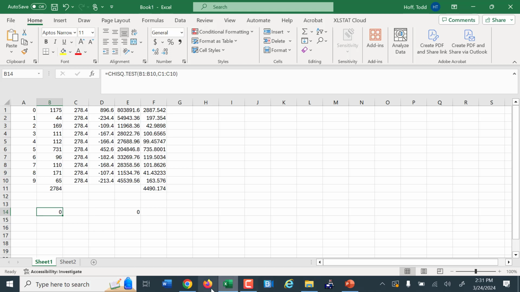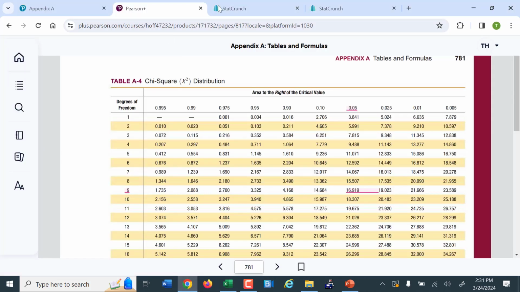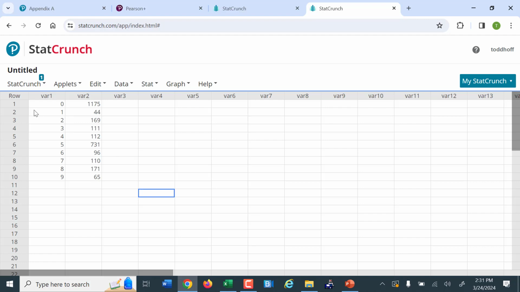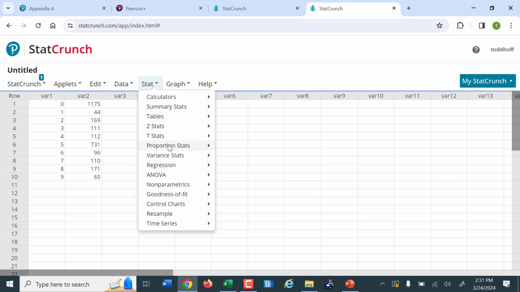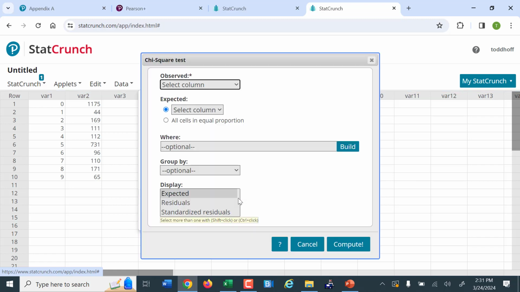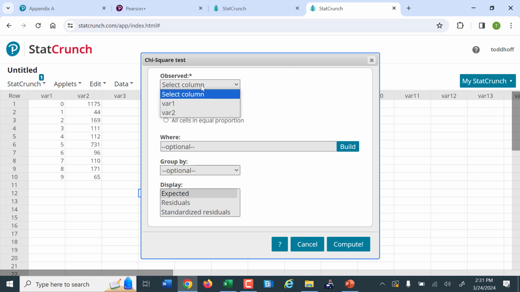If I go to StatCrunch, I should say, here I have the same data in here. Now I did not put in the expected value, but I don't have to. So I'm going to go down here to goodness of fit, and there are other goodness of fit tests. I'm only doing the chi-squared test here. My observed frequencies are in variable 2.